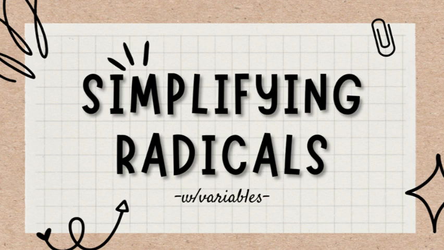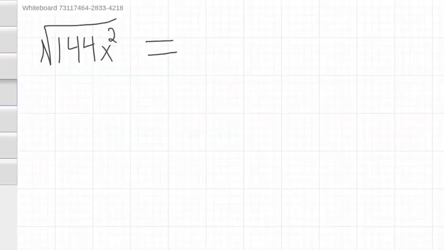Hey guys, today we will be simplifying radicals with variables. In the last video, we simplified radicals, but let's try it when we have variables as part of the radical. When we simplify radicals with variables, it's very similar to when we simplify radicals without variables.